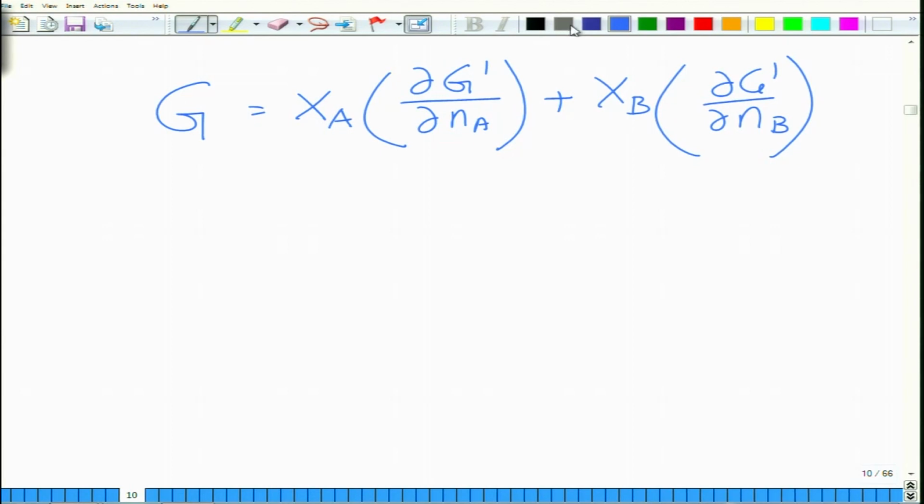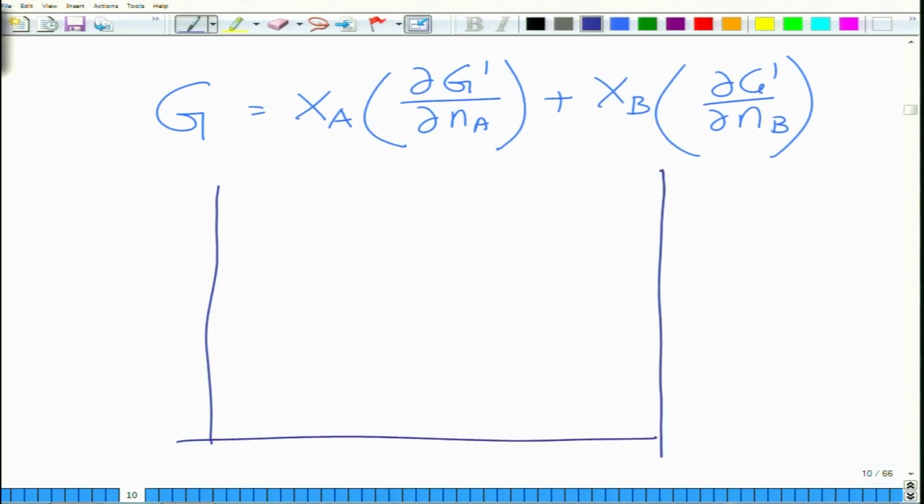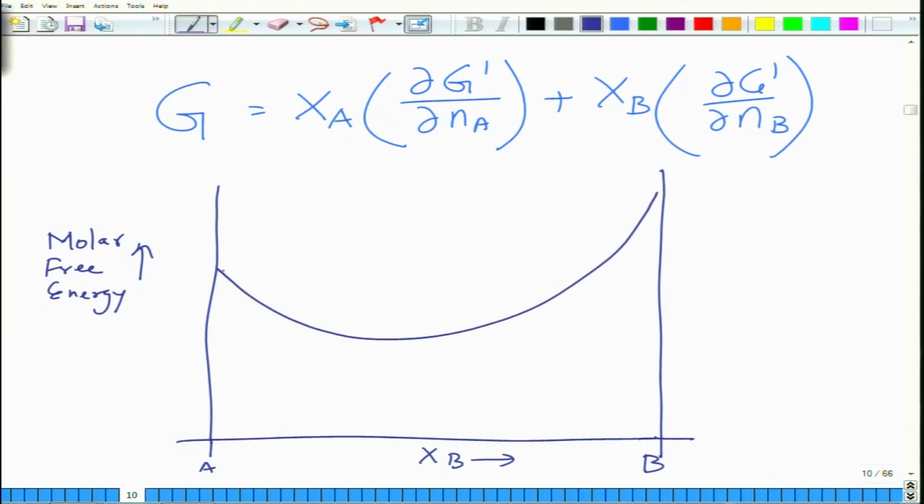So when you now plot this, this is A, this is B. So you increase the mole fraction of B in the right direction, and on the y axis we plot the molar free energy. And what we have here is basically a situation like this.